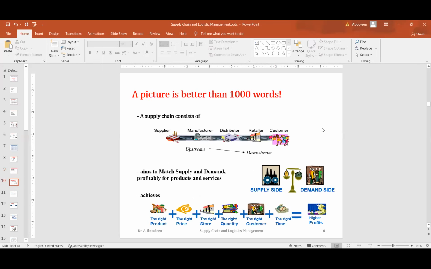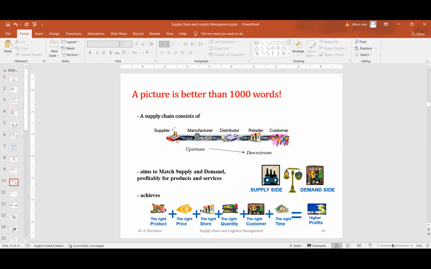Now look at this picture. In the bottom part, you can find this. You see, okay, from the top part. First, we will discuss the top part. The supply chain consists of suppliers, and we know this.